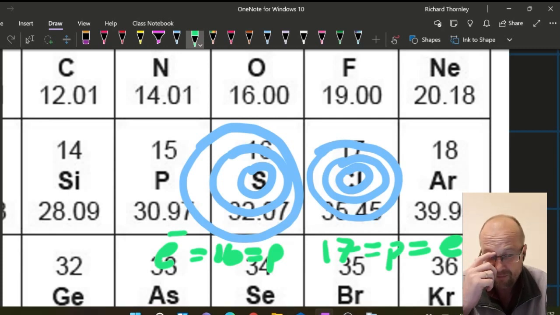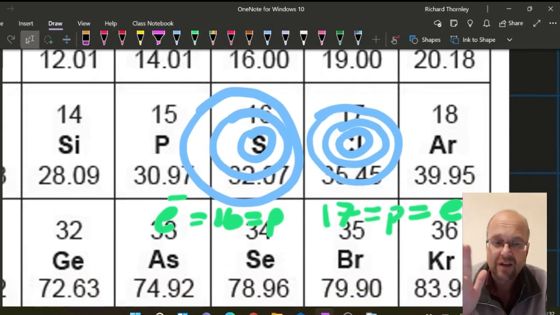Plus attracts minus. The second point is, and it's always the same second point, you have to say they have the same number of shells. If you don't say they've got the same number of shells, or they're in the same period, it doesn't count.